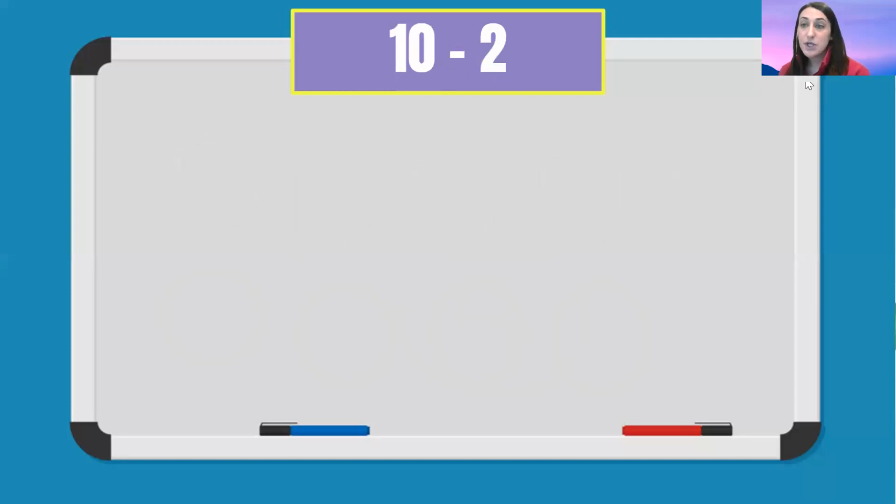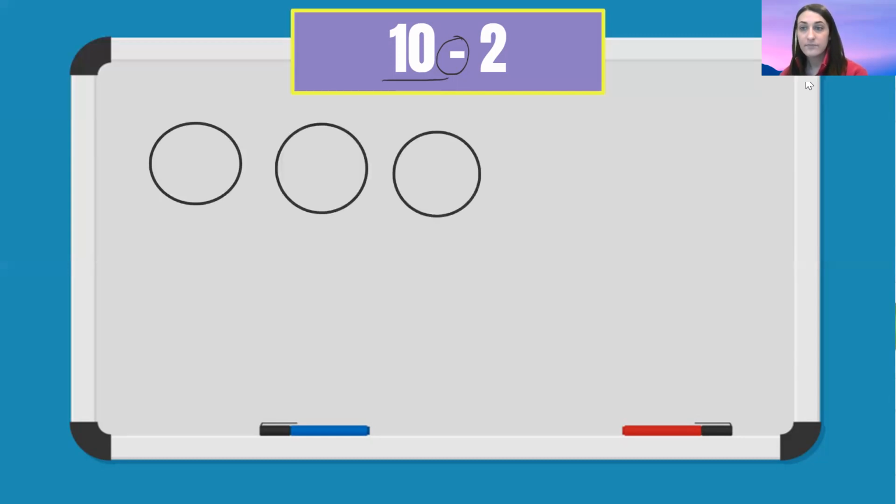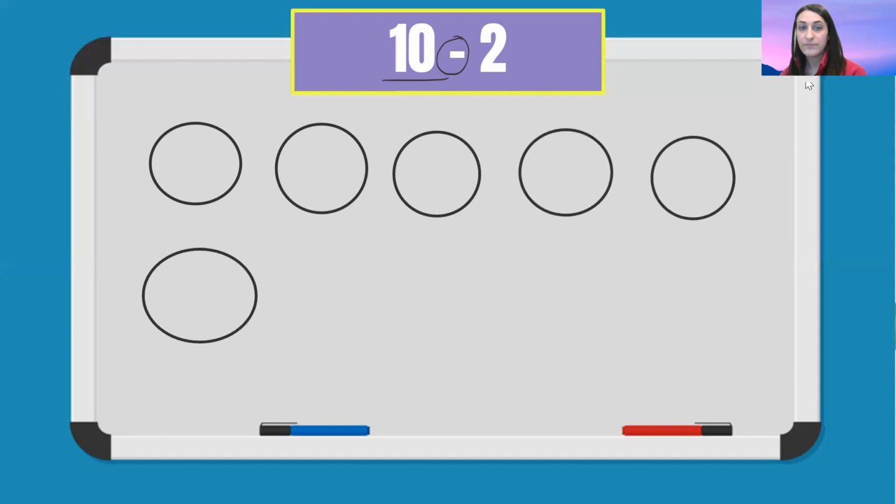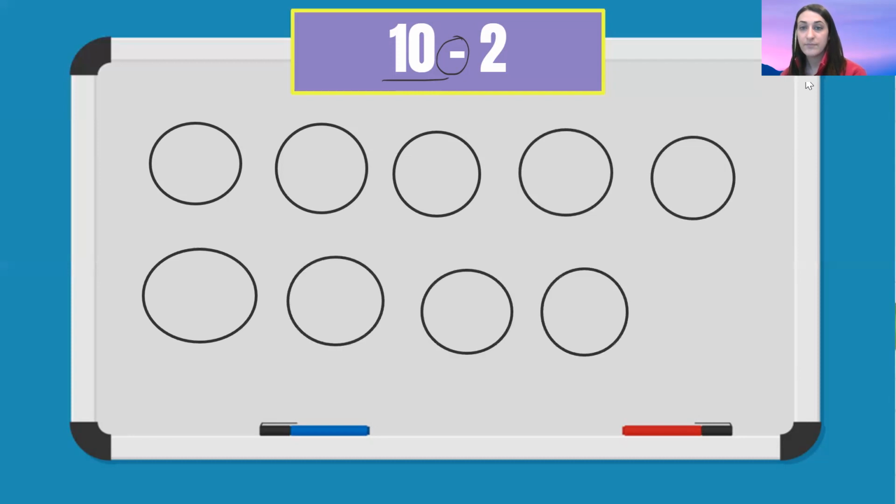10 minus 2. The minus sign tells us that we're going to subtract or take away. The first number tells us how many we should start with in our picture to help us. That means that we're going to draw 10 circles. Let's count them to make sure we have the right amount. 1, 2, 3, 4, 5, 6, 7, 8, 9, 10.